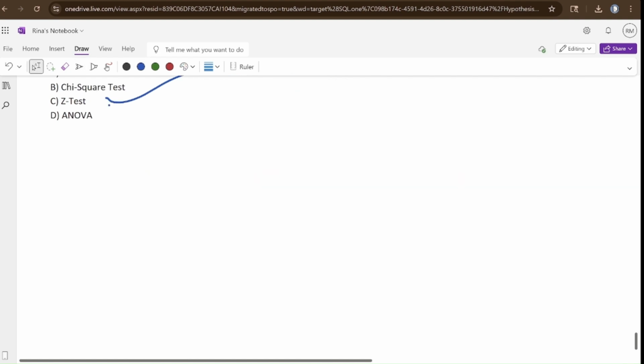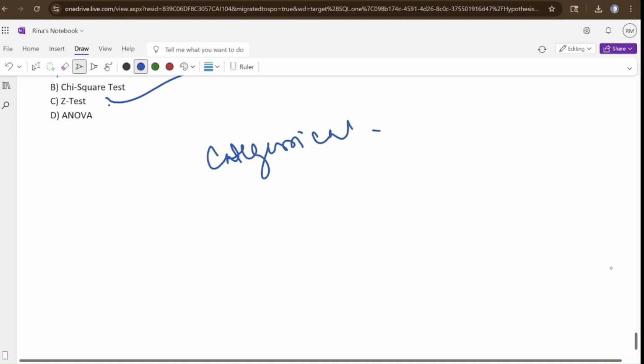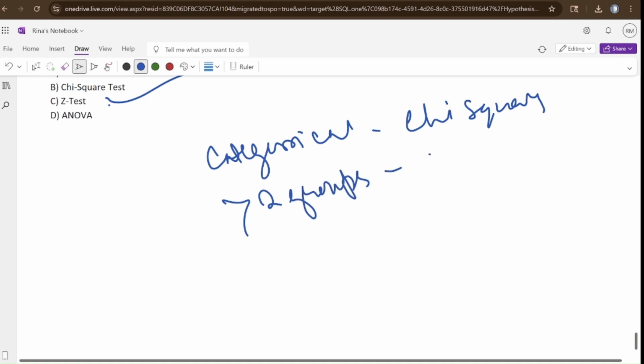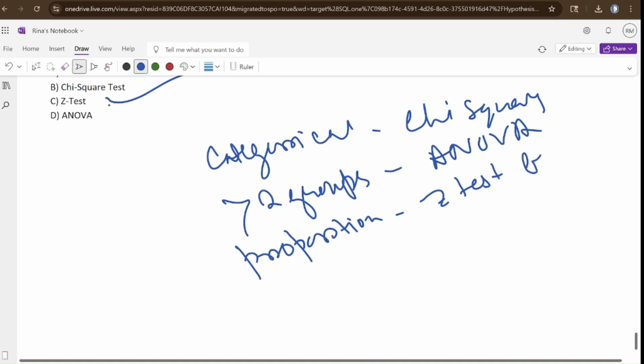Okay, so to summarize, if your data is categorical, go for chi-square. If it is more than 2 groups, then go for ANOVA. If it is proportions, then you have to go for G test for proportions.